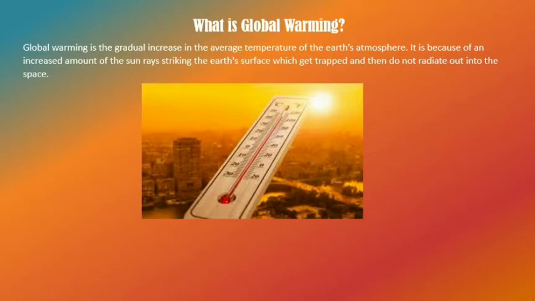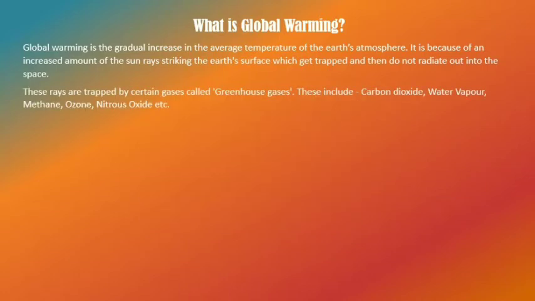Global warming is the gradual increase in the average temperature of the earth's atmosphere. It is because of an increased amount of the sun's rays striking the earth's surface, which get trapped and do not radiate out into space. These rays are trapped by certain gases called greenhouse gases. These include carbon dioxide, ozone, nitrous oxide, water vapor, methane, etc.